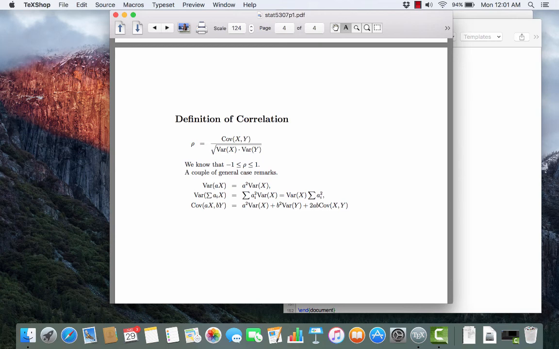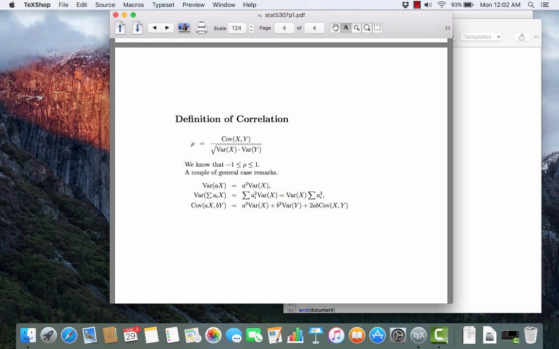Great. All right. The definition of correlation, essentially what you're going to do is take the covariance and divide it through by the standard deviation of each of the variables. Correlation works on 2 variables at a time. And we know that the correlation goes from -1 to 1. It's very handy. A couple of general case remarks. The variance of ax is always a squared times the variance of x. It just is. Accept it. I can prove it to you, but I know you're sick of proofs.